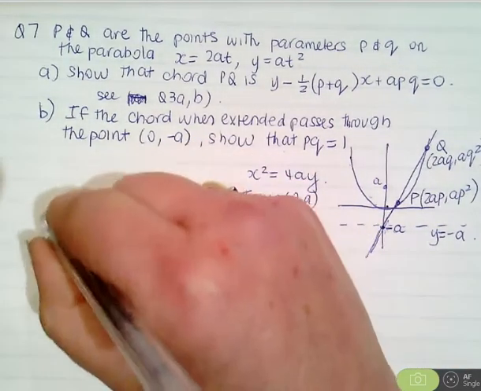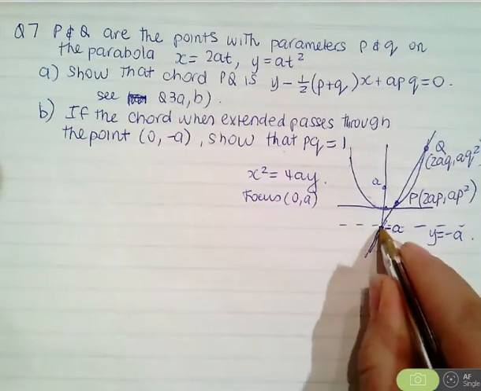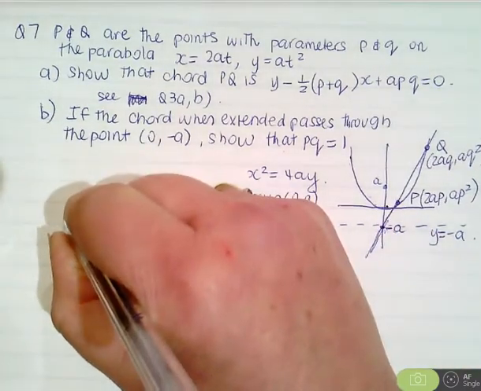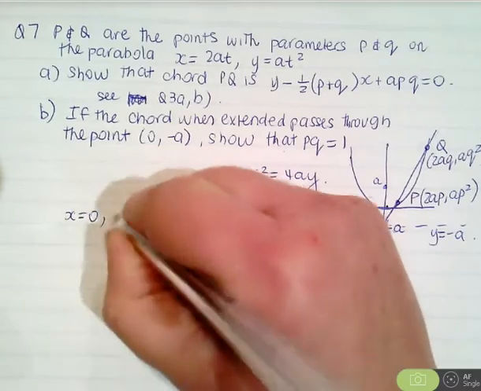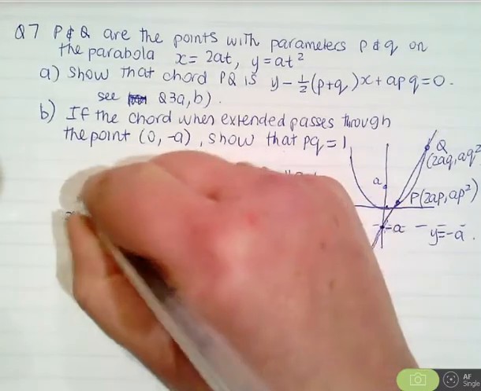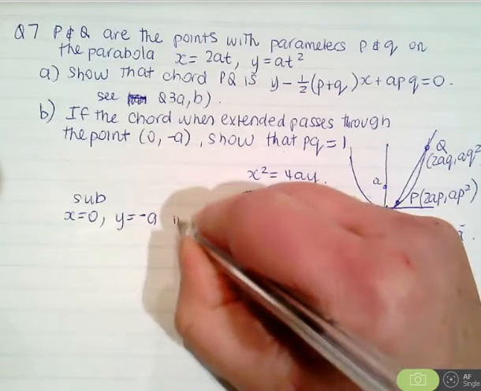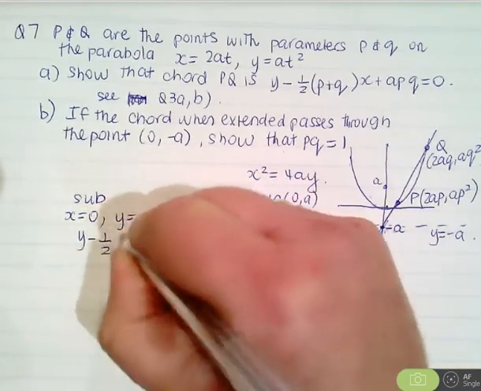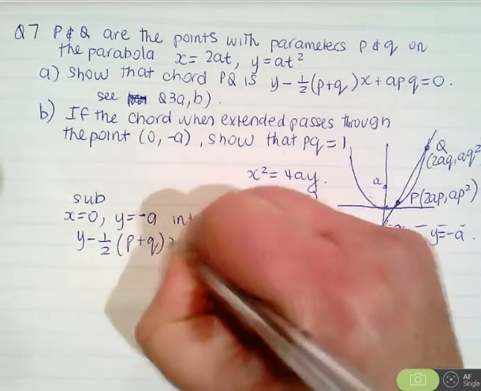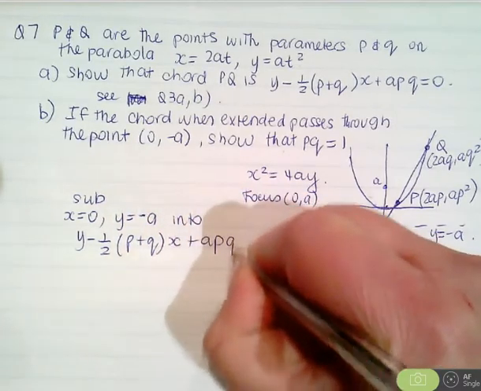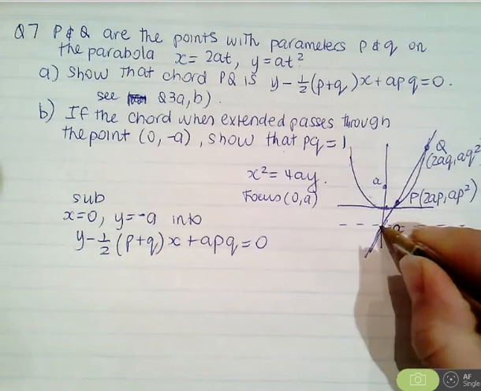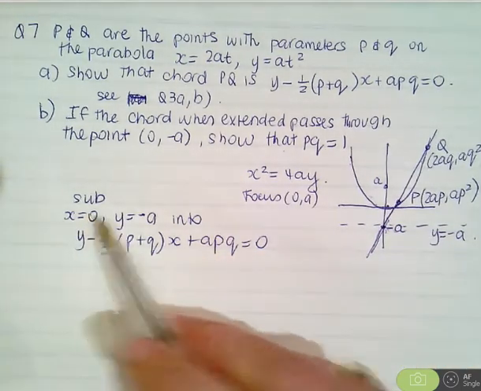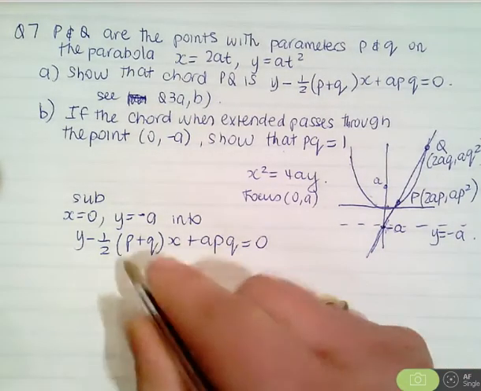1. Now we know the equation. We know at this point that x is 0, y equals negative a, and we can substitute those points into the equation of the chord, because we know the equation of the chord and we know that the chord passes through that point down here, through the point (0, negative a). So the only thing you can really do is substitute the point (0, negative a) into that equation.